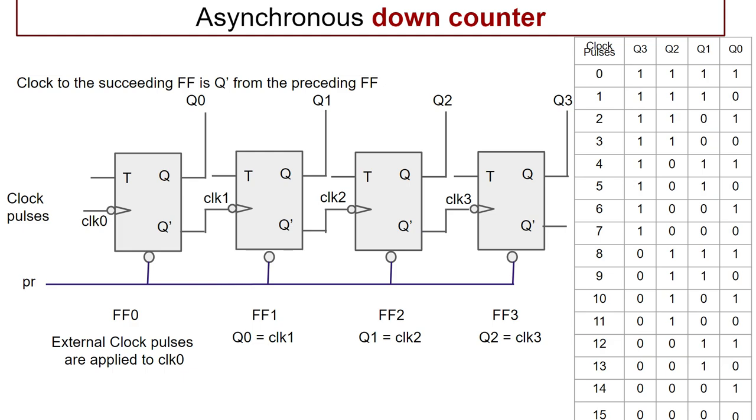So with that we come to the end of asynchronous counters. Under asynchronous counters, in the previous lecture we have seen how to design a 4-bit ripple counter, and in this session we have seen how to design a modulo 10 counter, and also how to design a down counter.